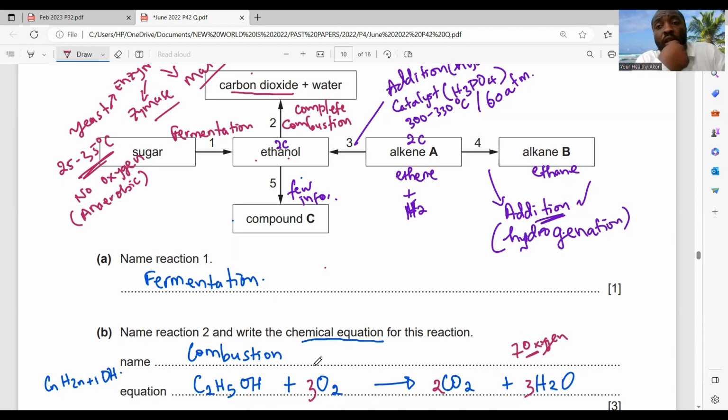Another thing I want to mention here is, if they ask you for a chemical equation and you give a word equation, you're going to score 0 for that question. If they ask for the word equation and you give the chemical equation, you score your marks. But if you give a wrong chemical equation, then you will lose your mark. Take note of that.